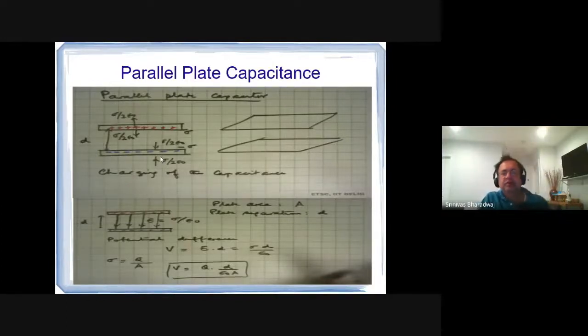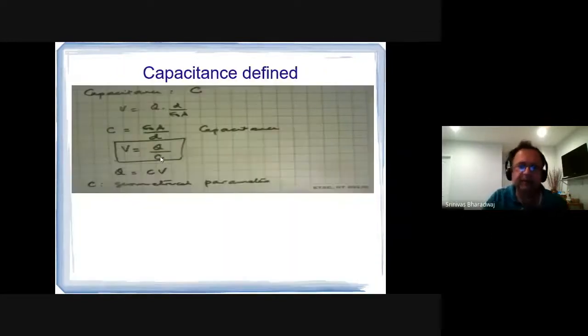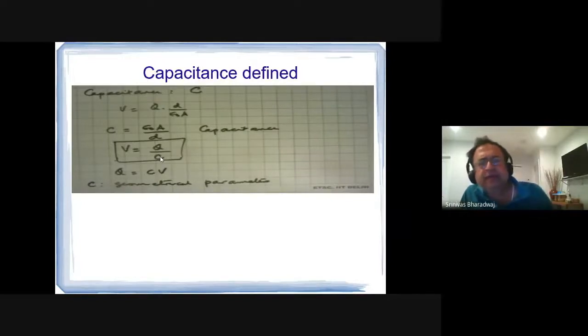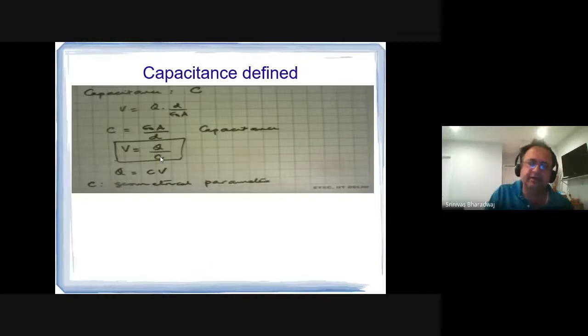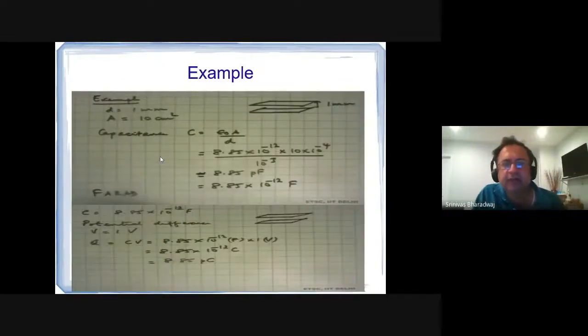So based on that, if you apply a voltage V, then you can say that the corresponding charge is Q is equal to C times V. The charge is proportional to the voltage, and C is epsilon naught A by D. So that defines your capacitance, where epsilon naught is 8.85 to the power minus 12.